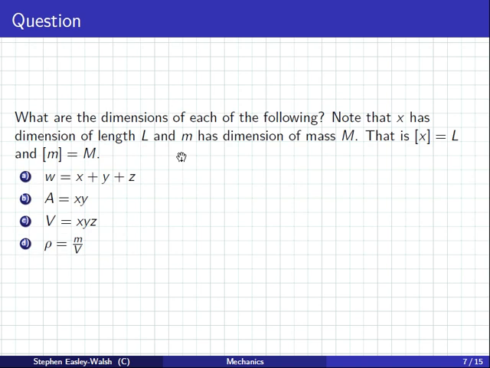Right, now, this one is getting a little bit harder. For each of these, I want you to tell me the dimension. And I tell you that X has the dimension of length, M has the dimension of mass.